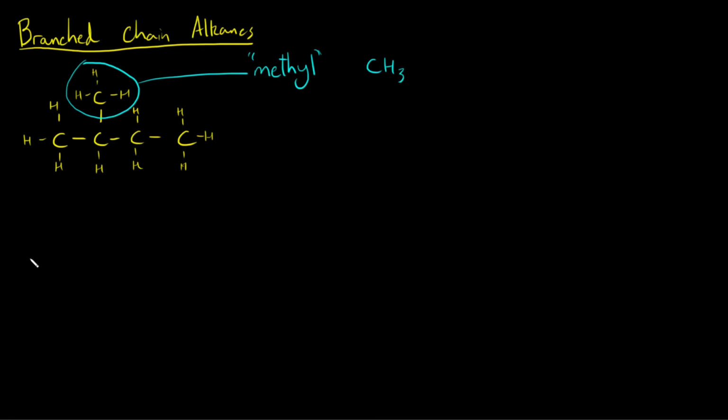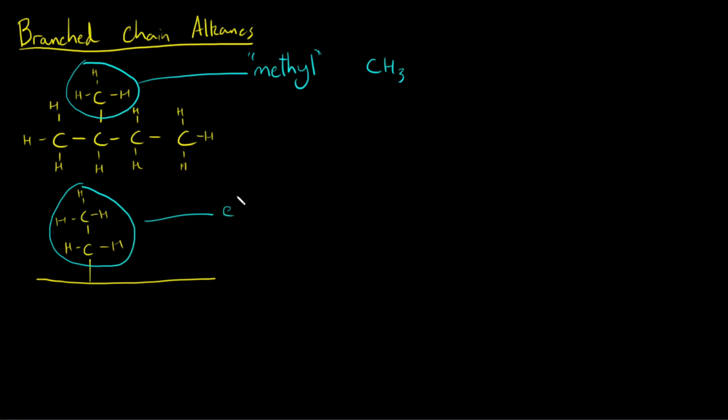Now there are other types of branches as well, not just methyl branches. Let's say that's our straight chain of carbons and hydrogens, and we had a branch coming out that had 1, 2 carbons on it and 5 hydrogens. Now this branch here would be called an ethyl branch. Remember, our prefix for 2 carbons is eth, and if it's a branch it gets the ending yl, so it's pronounced ethyl, and this would be a C2H5 branch.